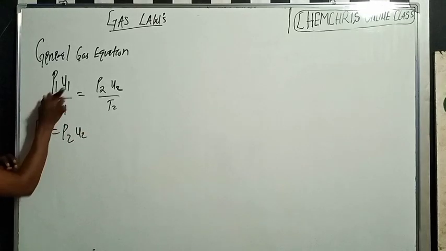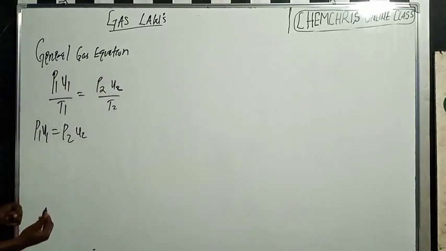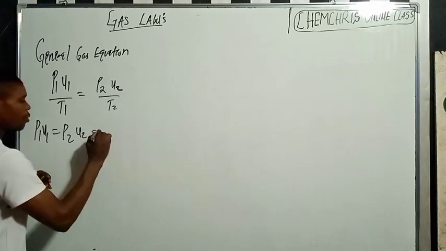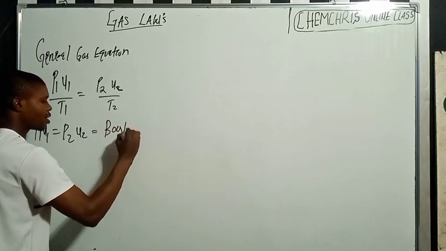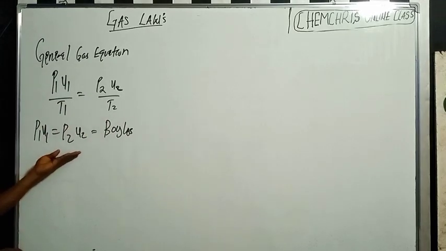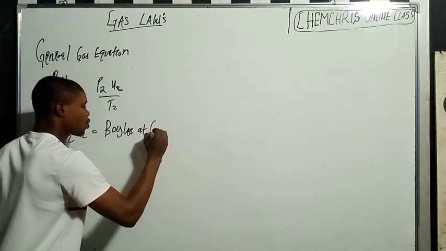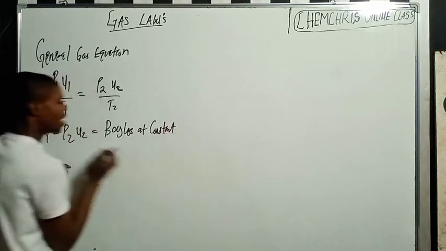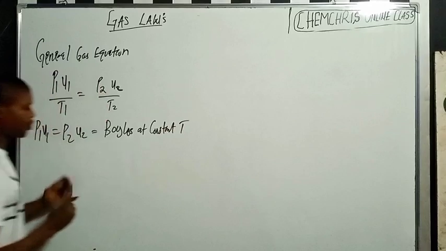If you take P1 V1 equals P2 V2, this is called Boyle's law, and it occurs at constant temperature.